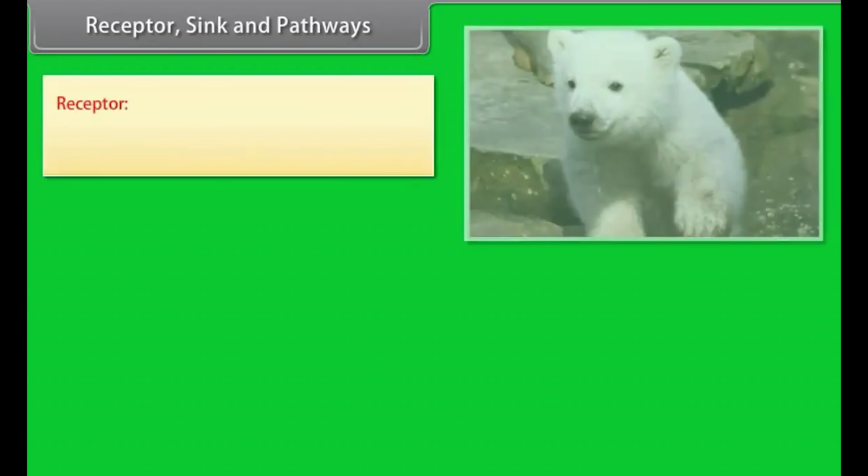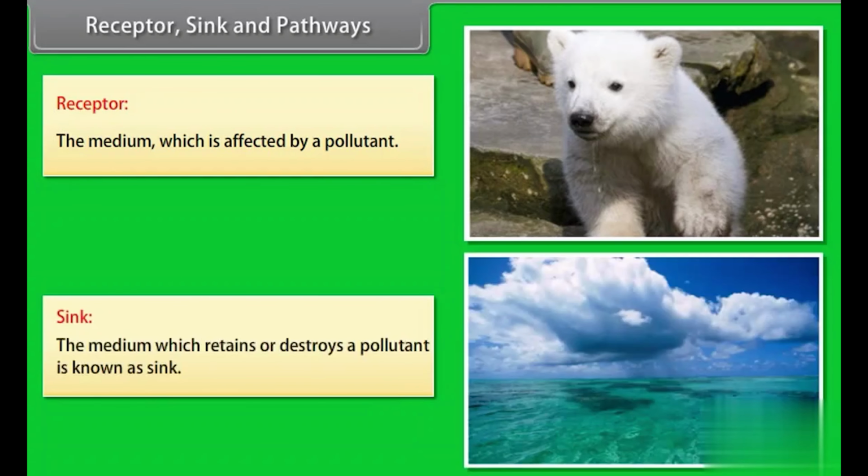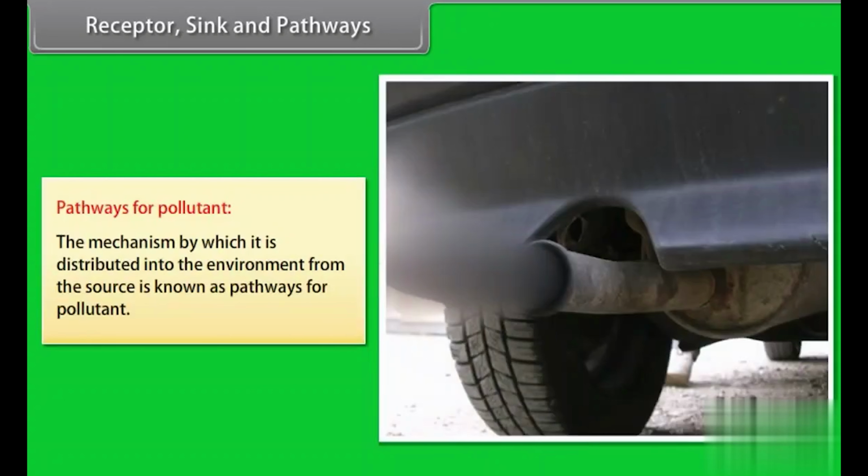Receptor, sink and pathways. Receptor. The medium which is affected by a pollutant. For example, living bodies, human bodies, etc. Sink. The medium which retains or destroys a pollutant is known as sink. For example, oceans are the sink for atmospheric carbon dioxide. Pathways for pollutant. The mechanism by which it is distributed into the environment from the source is known as pathways for pollutant.